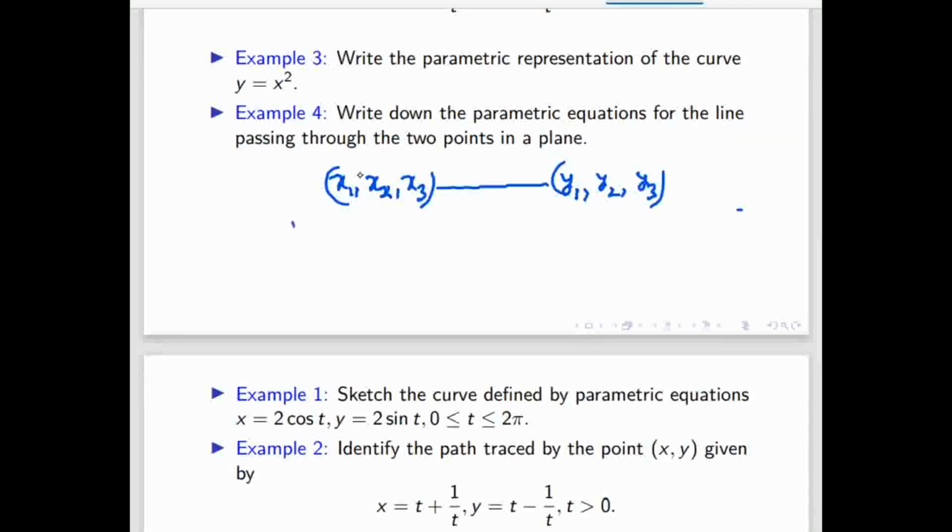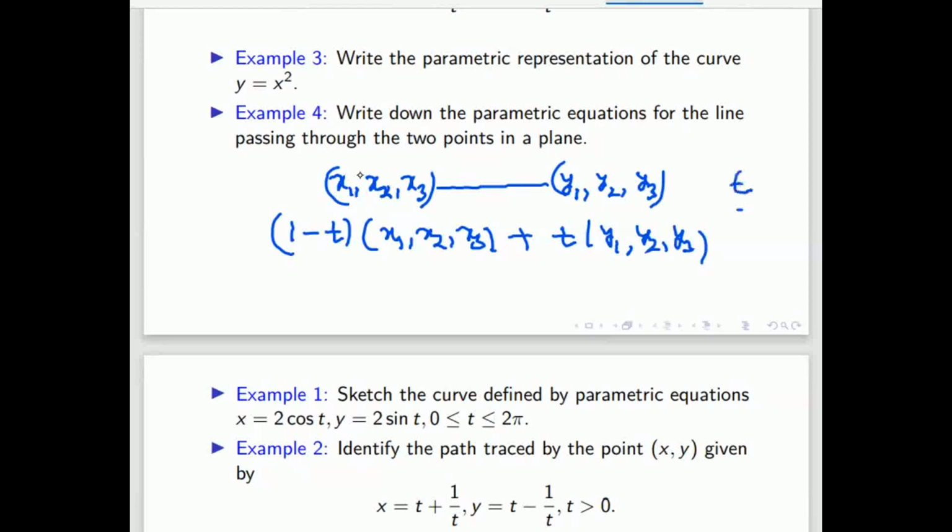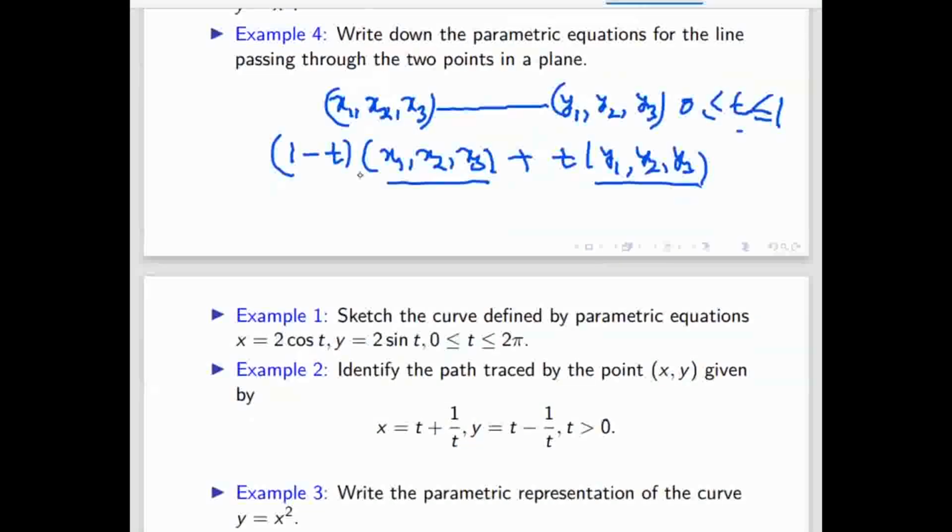So the same thing, we'll write 1 minus t times this and plus t times this, and again t lies from 0 to 1. So when t equals 0, you will get x1, x2, x3. When t equals 1, you will get y1, y2, y3. And you can write in terms of components: the first component x will be 1 minus t times x1 plus t times y1. This is x. Similarly, you can write y and you can write z also. So these three are the parametric equations.